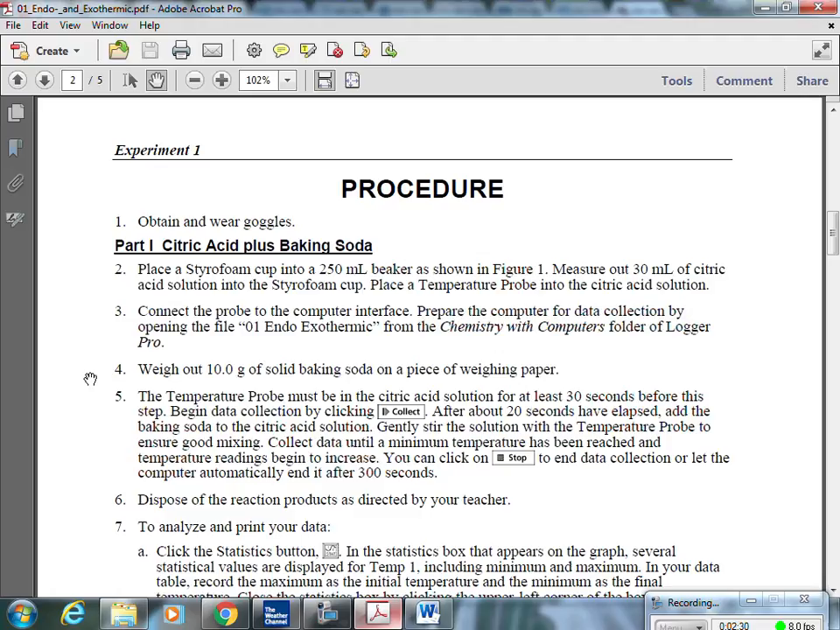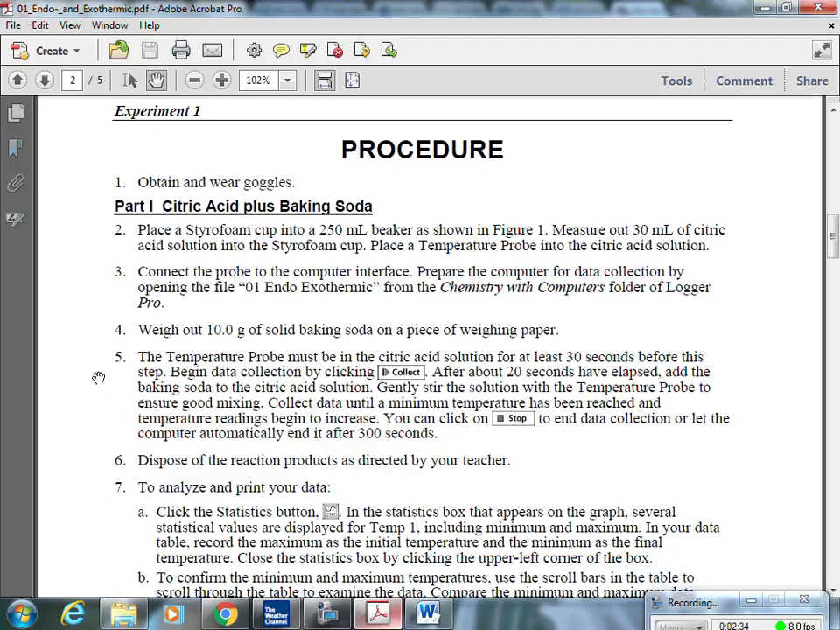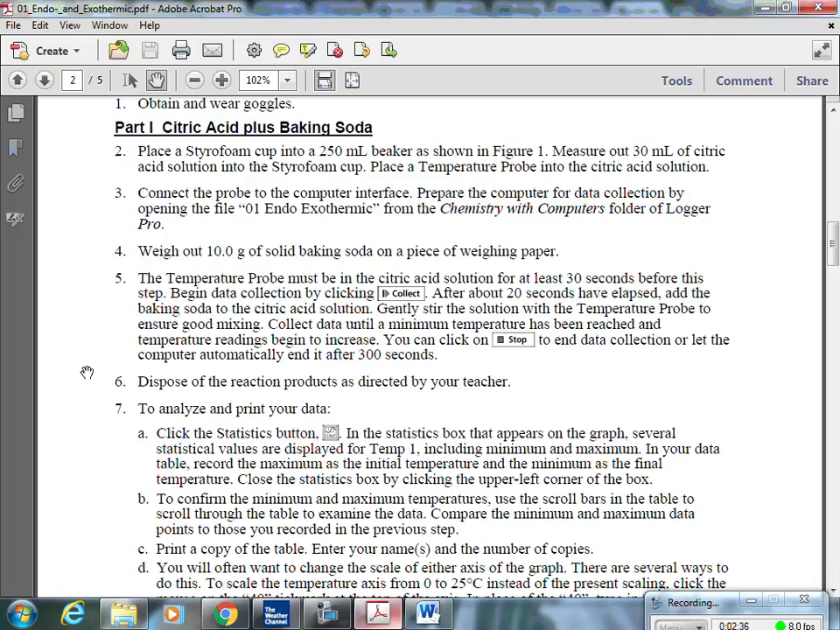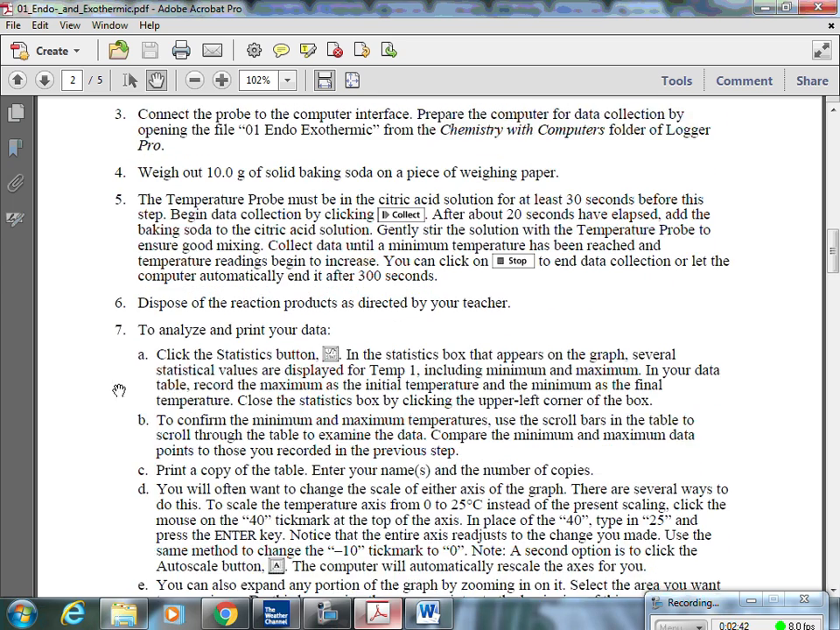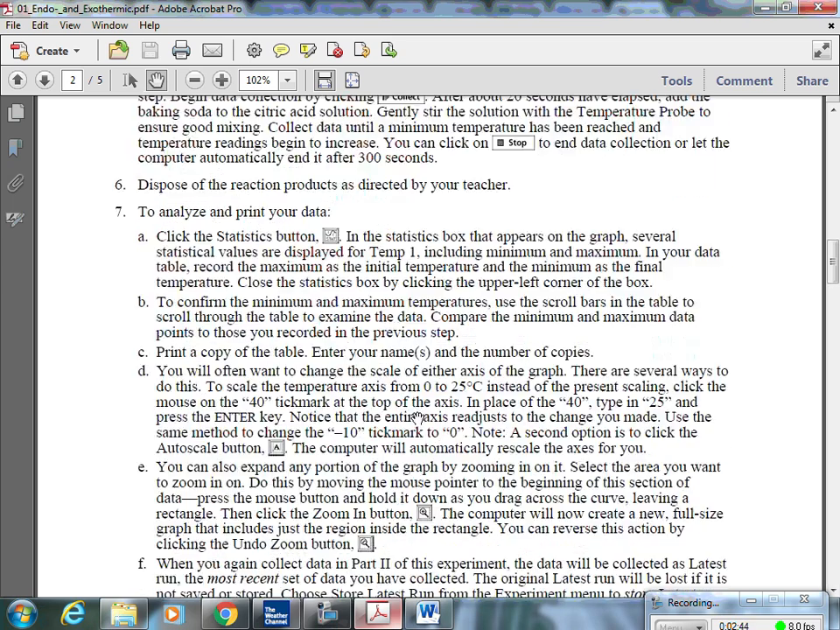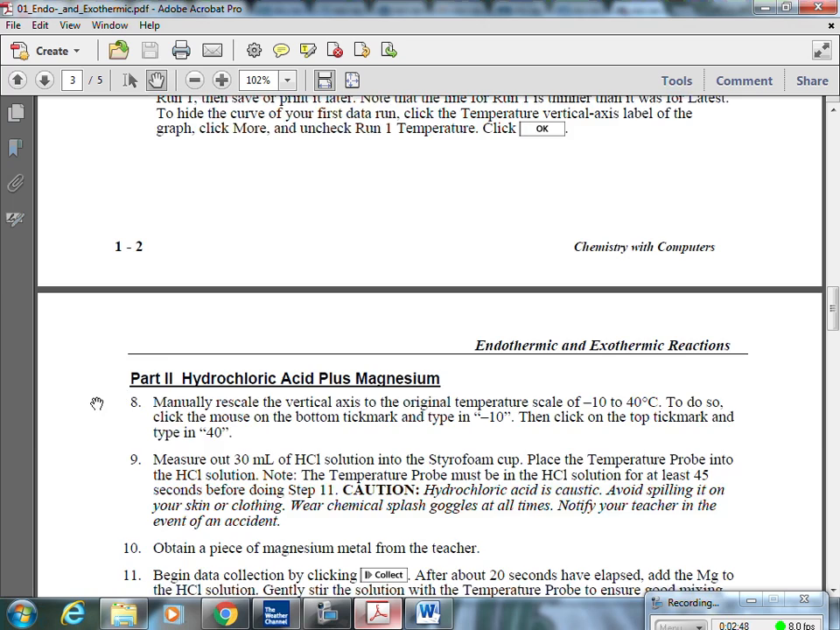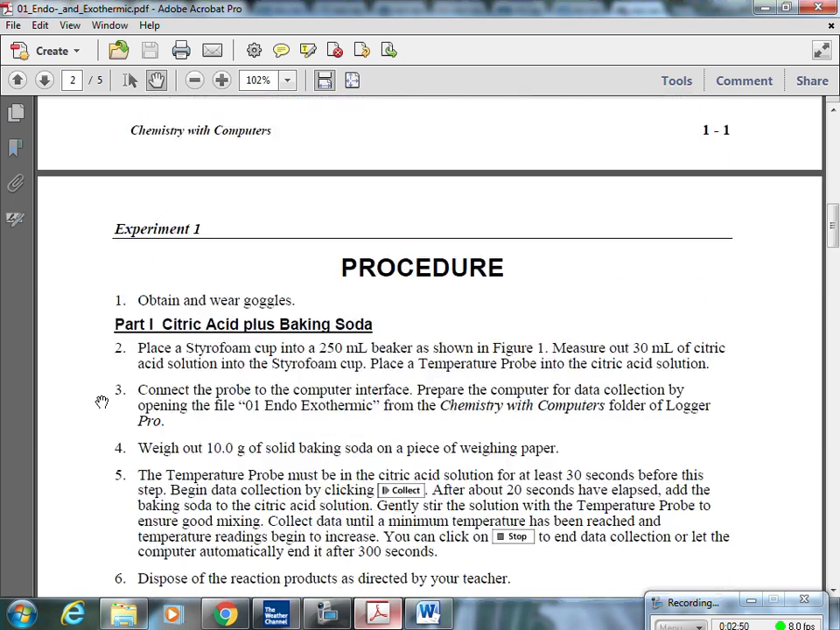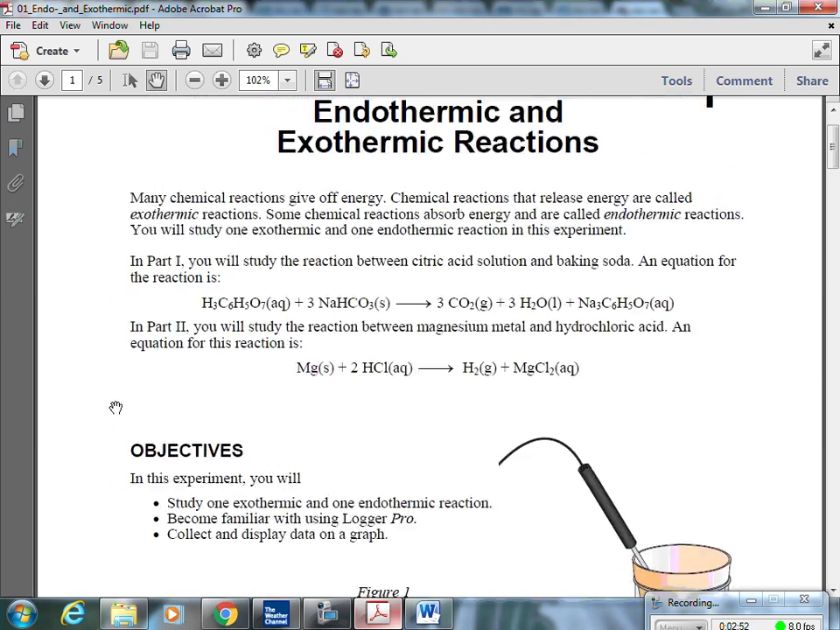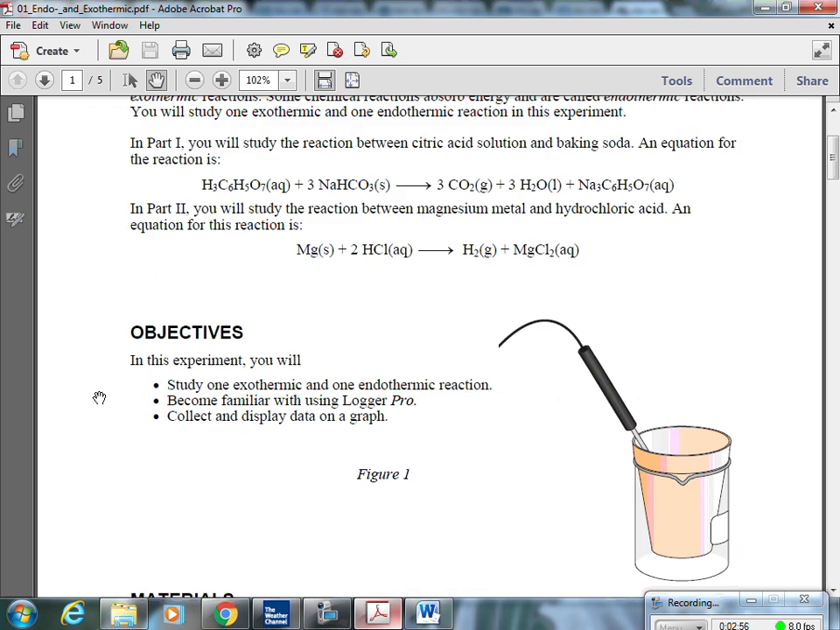So we're going to take the first part, citric acid and baking soda. You're going to follow the directions and weigh it out. You're going to put the baking soda on a piece of weighing paper. You're going to analyze the data here in part 7, and it tells you exactly what to do step by step to analyze the data. When you are finished, these materials that you have left can go straight down into the drain in part 1.